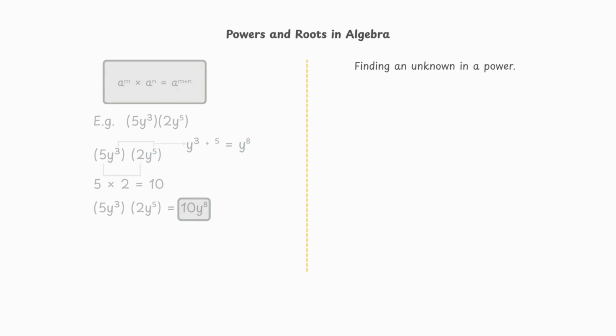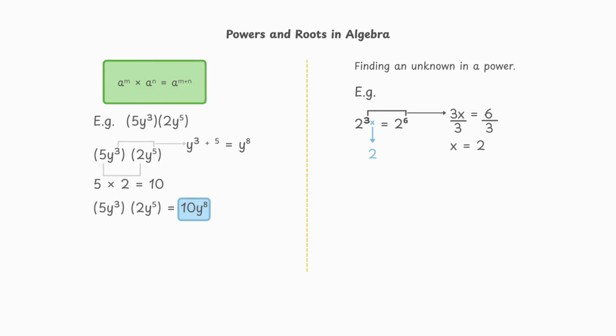Now let's move to another example. Here we need to find the unknown value of x in an equation involving powers. We have 2 to the power of 3x equal to 2 to the power of 6. Because the bases are the same, the indices must also be equal. So 3x equals 6. To find x, divide both sides by 3. This gives x equals 2. So the unknown power is 2. The key idea is simple. When multiplying powers with the same base, add the indices. But when two powers with the same base are equal, compare their indices. These rules make expressions involving powers much easier to simplify and solve.